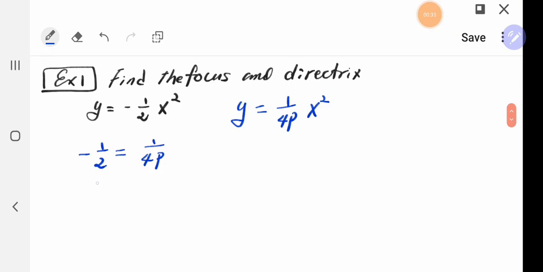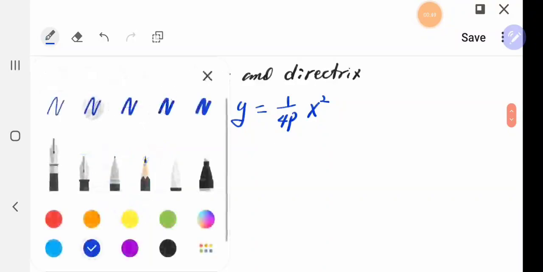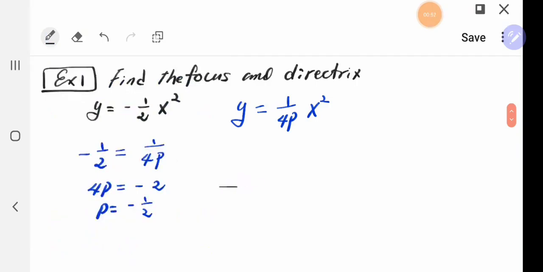Then we can cross multiply. So 4p is equal to negative 2. So p is equal to negative 1 over 2. So the focus is negative 1 over 2. So if we graph this one, then it looks something like this.